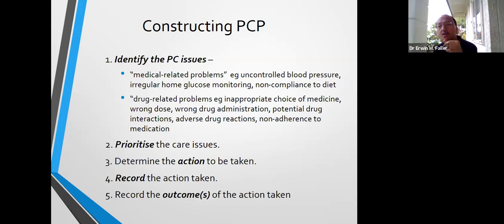So number one, in constructing your pharmaceutical care plan, is to identify certain pharmaceutical care issues. What would be some of the medical-related problems experienced by your patient? Examples would be uncontrollable blood pressure, irregular home glucose monitoring, non-compliance to diet, and more. And some of the drug-related problems that we have are inappropriate choice of medicine, wrong dose, wrong frequency, wrong drug administration, potential drug interactions, adverse drug effect, non-compliance to medication, and others.